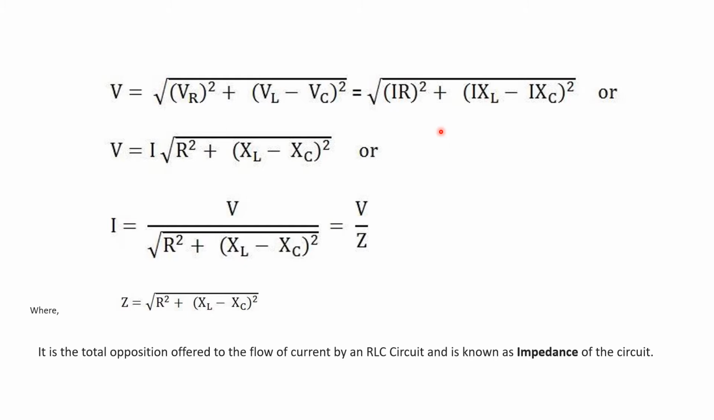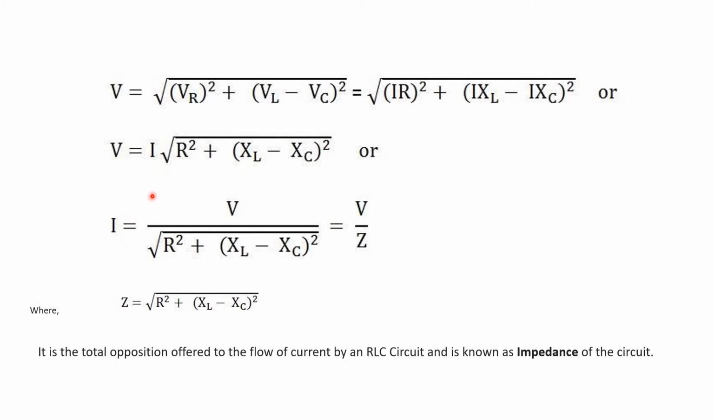So by Pythagoras we can write V squared is equal to VR squared, that is base squared, plus VL minus VC squared, that is height squared, and by substituting the values and rearranging, V is equal to I times the square root of R squared plus XL minus XC squared. So this is the standard formula from the Pythagoras voltage triangle.